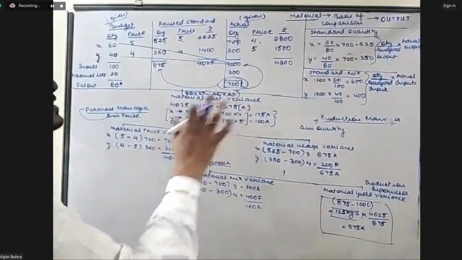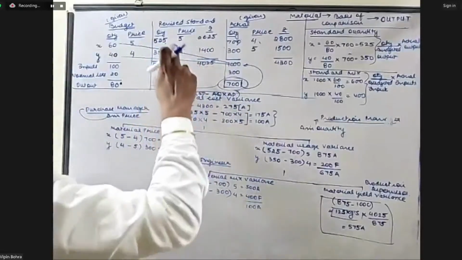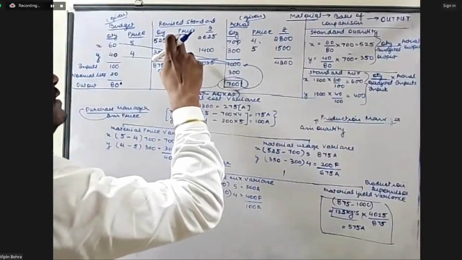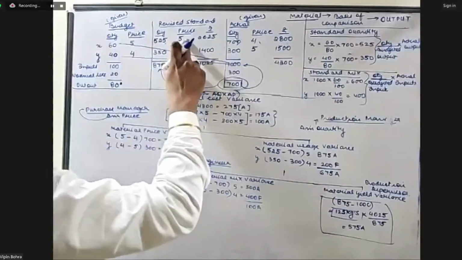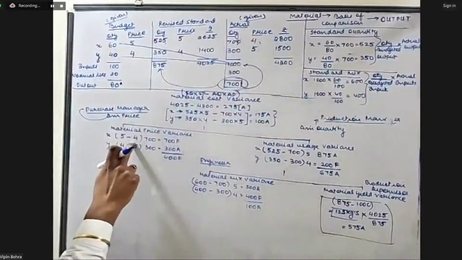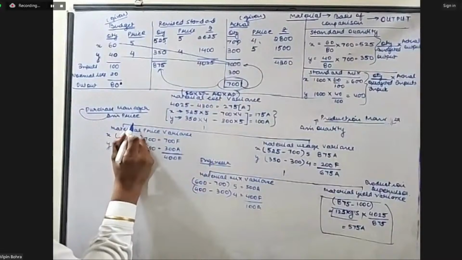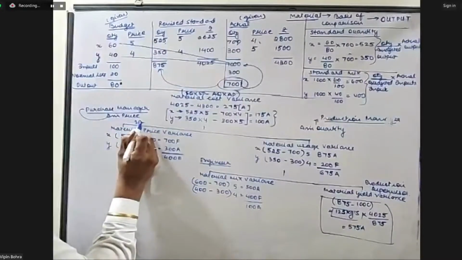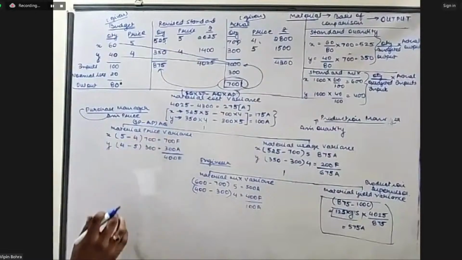So SQ into SP, AQ into AP. Now, when talking about the price variance, it talks about the price. We should purchase the raw material at 5. It was purchased at the rate 4 into actual quantity. So it talks about the difference in price: my standard price minus actual price into actual quantity.